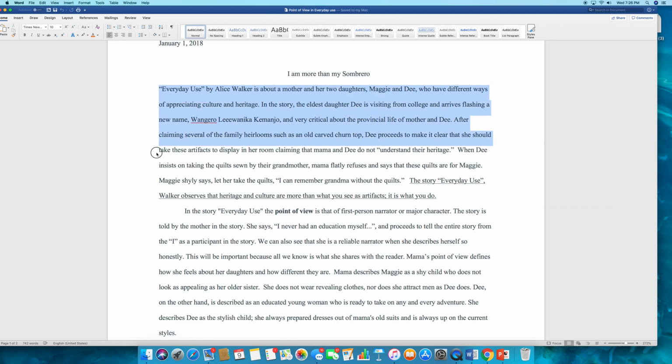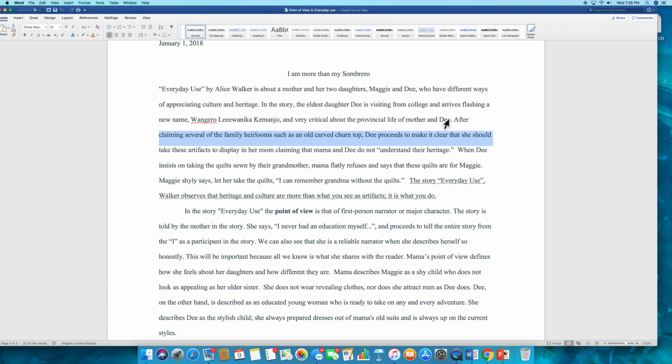We're going to do a very brief summary. What is it about? It is about a mother and her two daughters, Maggie and Dee, who have two different ways of appreciating culture and heritage. In this story, the eldest daughter, Dee, is visiting from college and arrives flashing a new name, Wangero Leewanika Kemanjo, and she is very critical about the kind of backward provincial life of Mother and Dee.